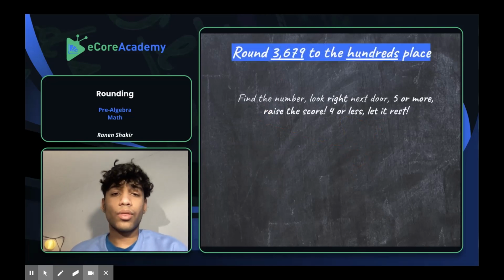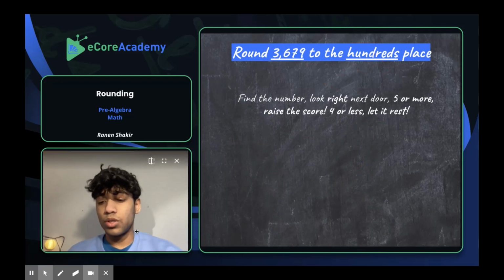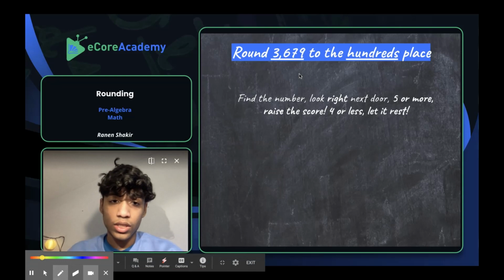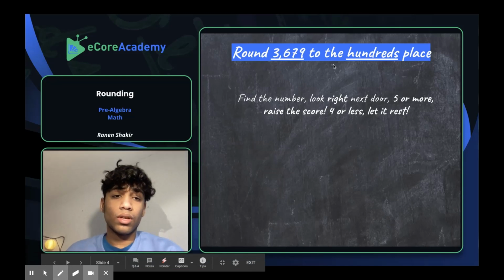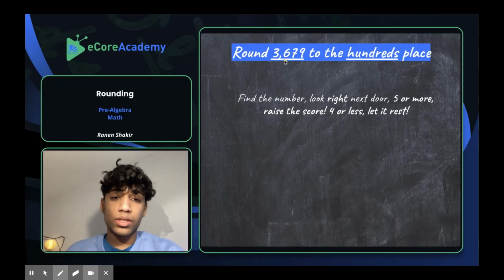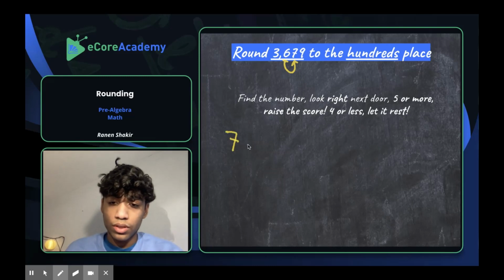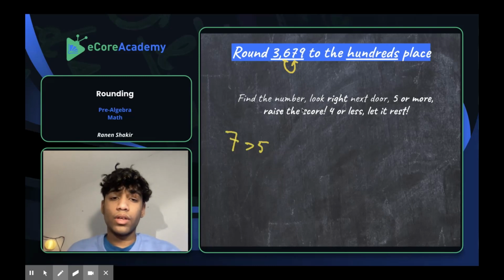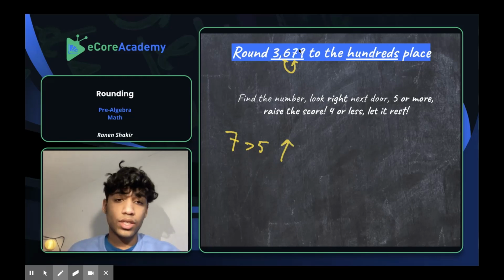Look at another example here. It says round 3,679 to the 100th place. If we use the same rules that we just discussed, we find the number we're rounding to, the 100th place, which is the 6. We look right next door. The number to the right is a 7. If it's 5 or more, and 7 is, of course, greater than 5, you raise it. You're going to raise the 6 up because the 7 is higher than 5.